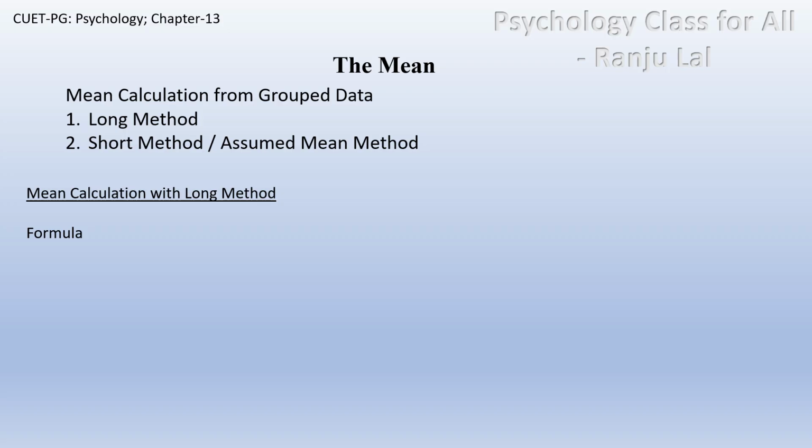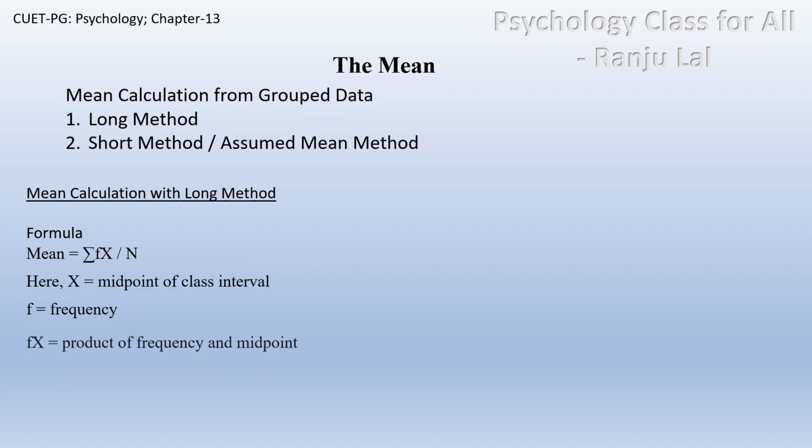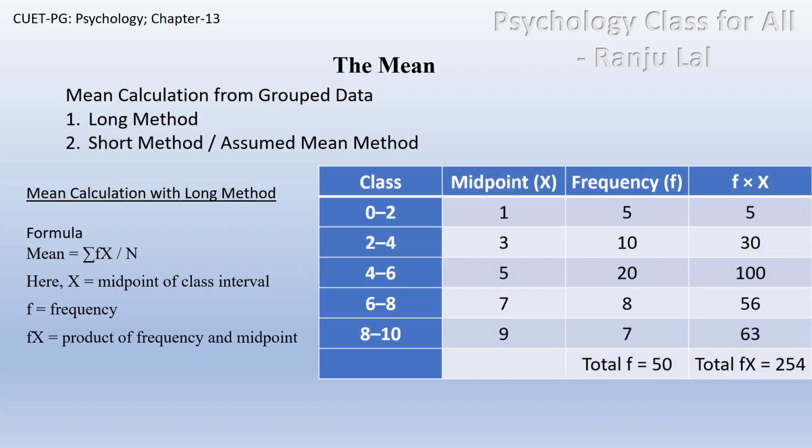The formula of mean calculation from the long method is mean is equal to summation fx divided by n. Here x is the midpoint of the class interval, f is frequency, fx is the product of frequency and midpoint, n is the total number of observations or the students or participants whatsoever.